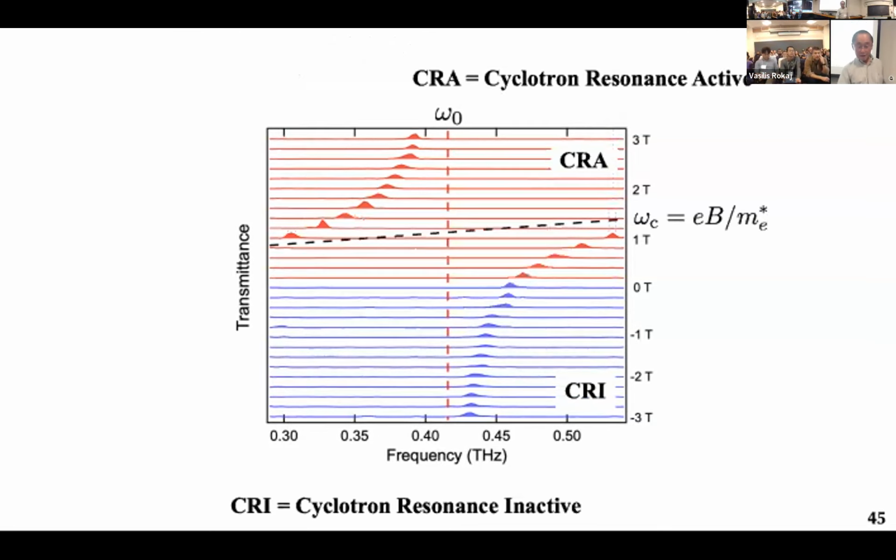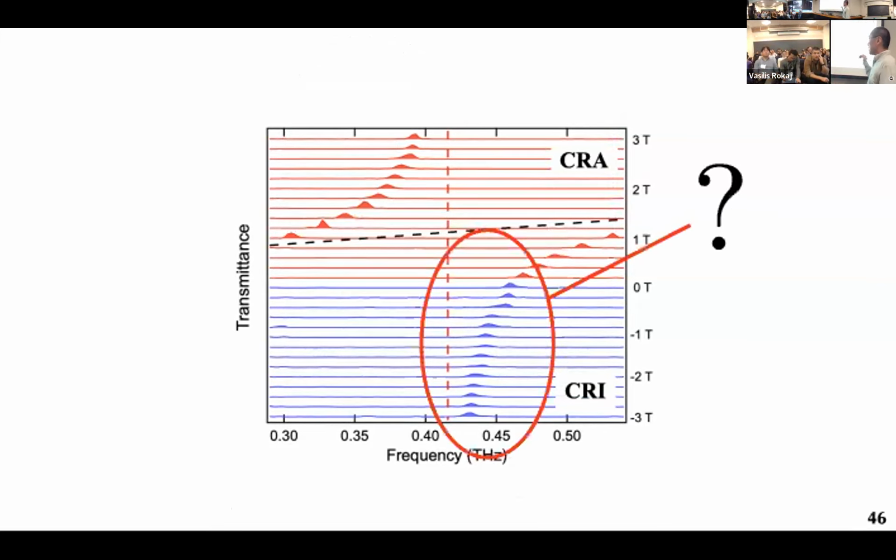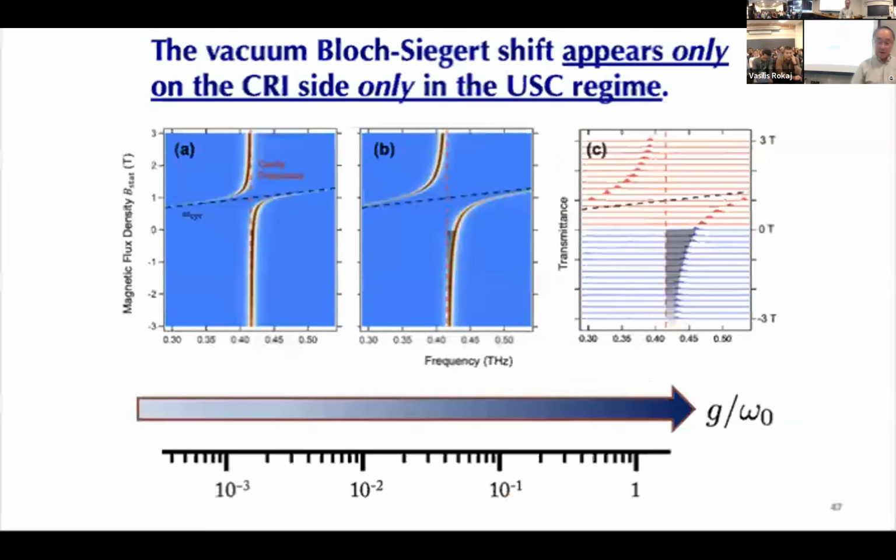So definitely we are in the ultra strong coupling regime, and the most important feature here is in cyclotron resonance inactive polarization, which means that the electrons and photons are rotating in opposite directions, right? So the easiest way to think about this is, everything's happening here. The coupling is happening here on the positive side. If the coupling is weak, we shouldn't see anything. So this should stay at the photonic mode. Everything should be happening on the positive magnetic field side. But as we increase the coupling strength, this repulsion, this anti-crossing becomes larger and larger, and it spills over into the negative range. So in the ultra strong coupling regime, even the negative range is influenced.